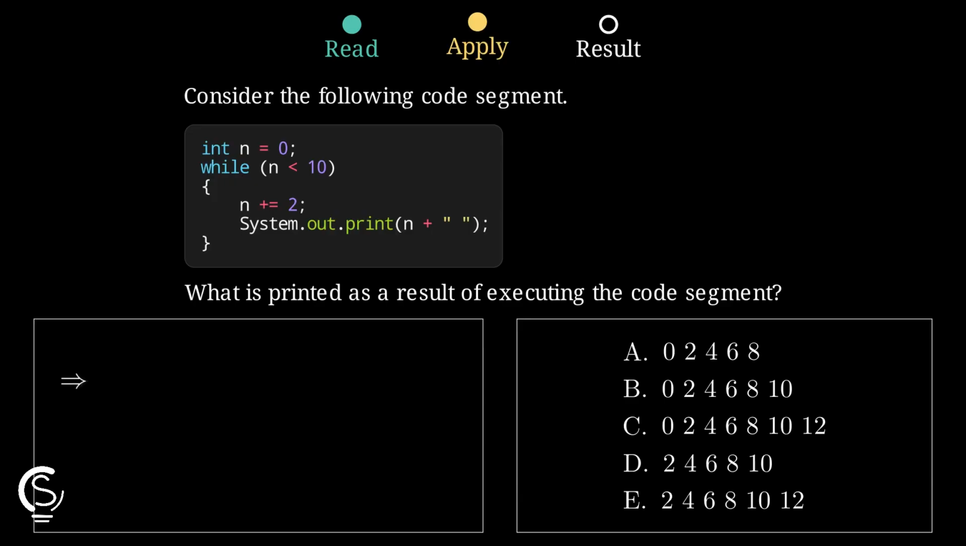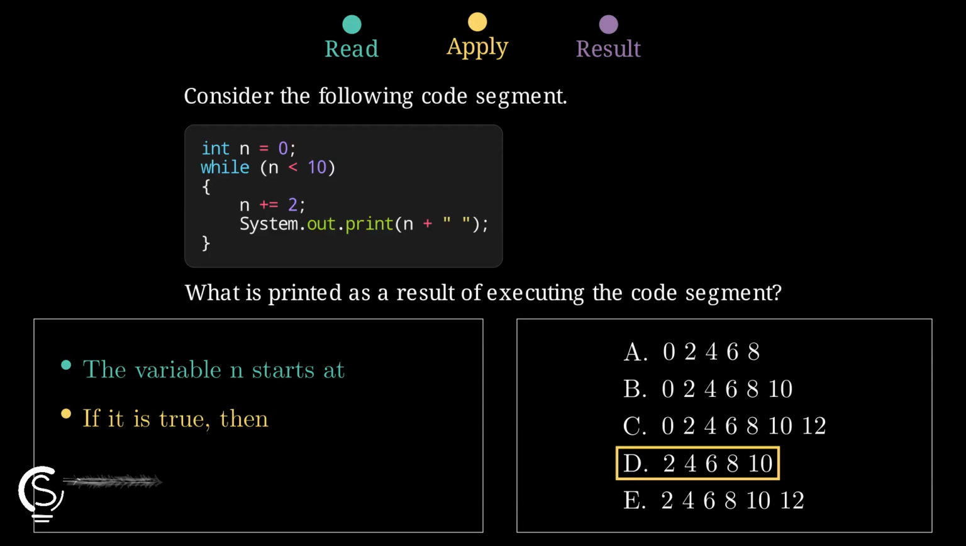Now n is 2, so we print it first. We repeat this process, adding 2 and printing the result as long as n remains less than 10 at the start. When n reaches 8, we add 2 to get 10 and print it. 10 is not less than 10, so the loop stops.